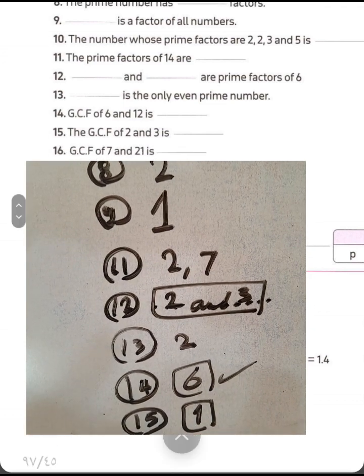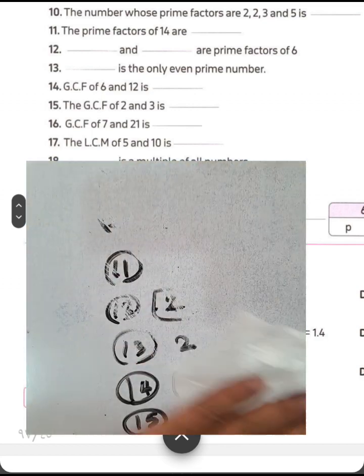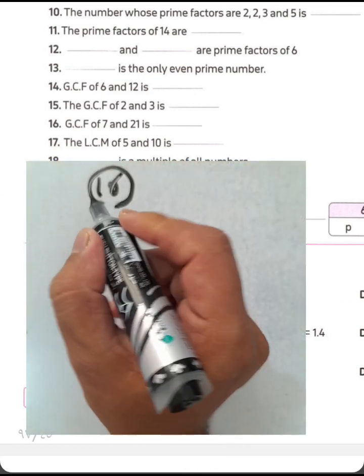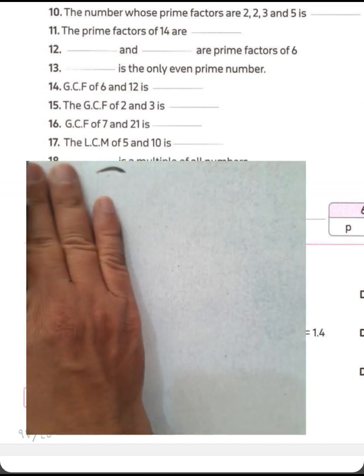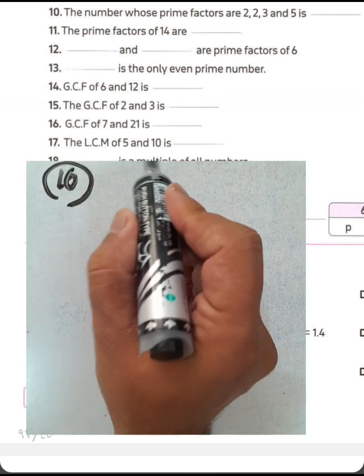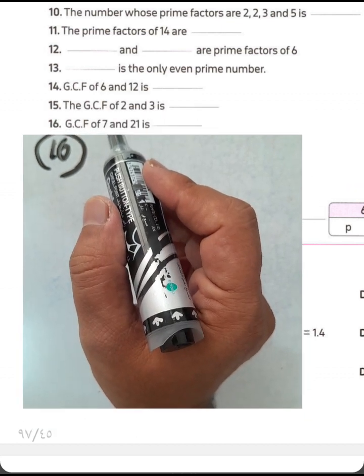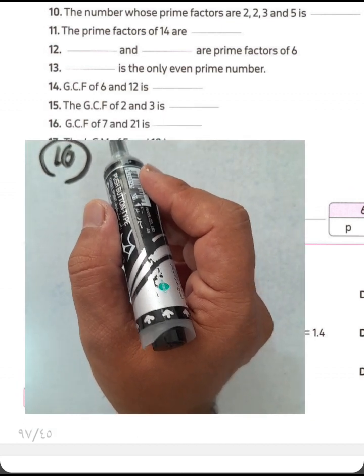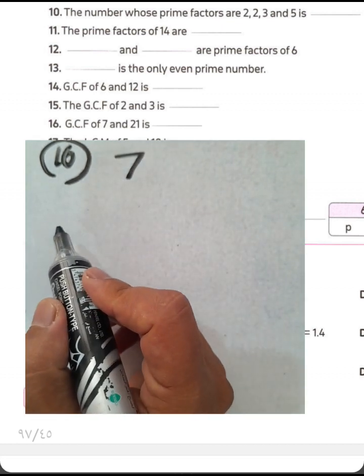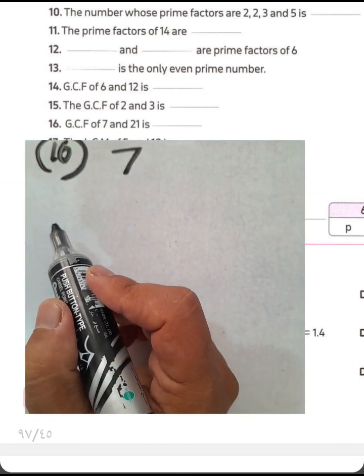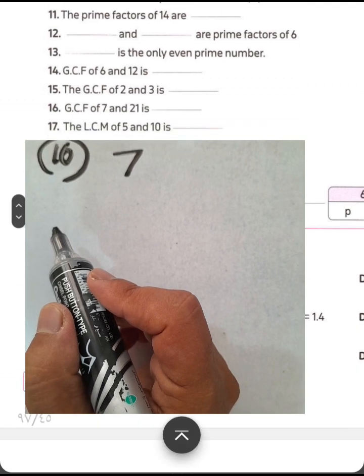Question 16. The greatest common factor of 7 and 21 will be what? We know 7 and 21 can be divided by 7. Can you see the example? 21 can be divided by 7, then the greatest common factor will be 7. It's very easy for you, because 21 can be divided by 7.